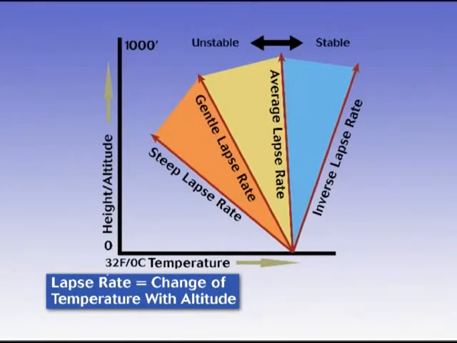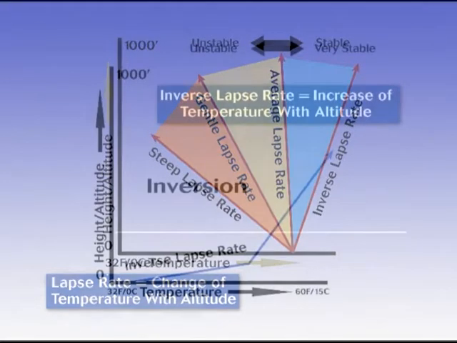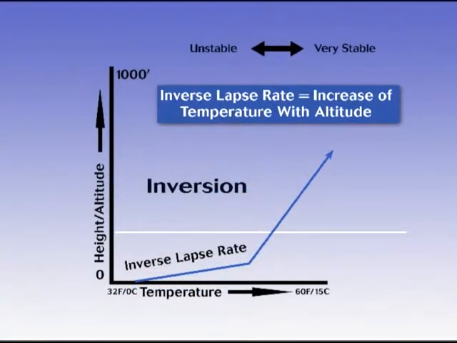In summary, the atmosphere's lapse rate determines thermal strength and height. An inverse lapse rate, or inversion, with an increasing temperature with altitude, results in weak thermal development.